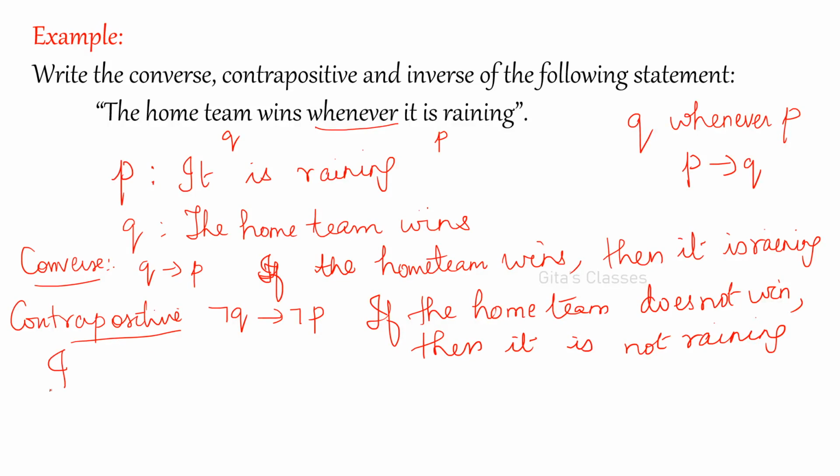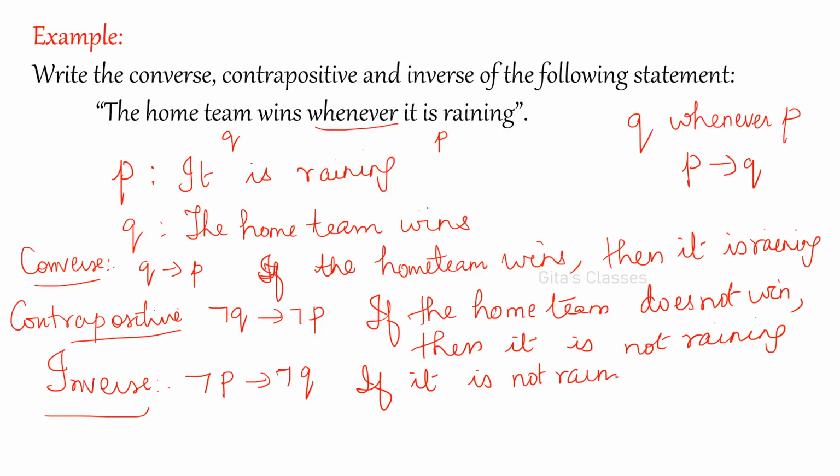Next is inverse. What is inverse? Again, interchange this contrapositive, right? So not P conditional not Q. Not P conditional not Q. What is not P? If it is not raining, then not Q: the home team does not win. You write the negation statements properly. Does not win. Okay.